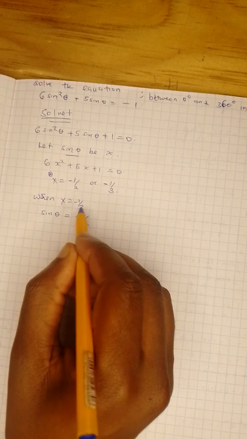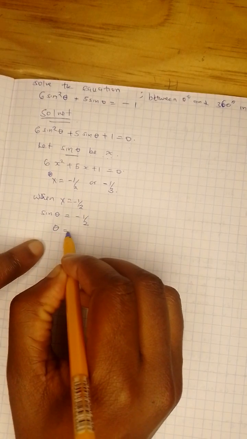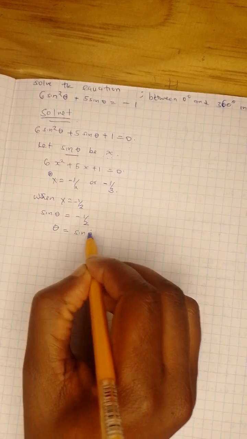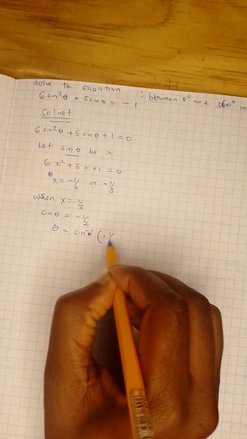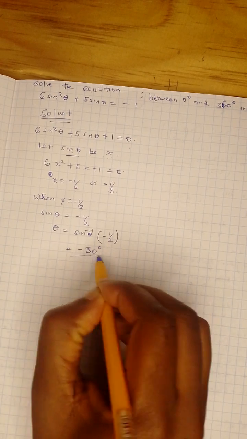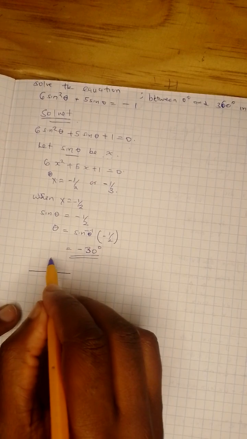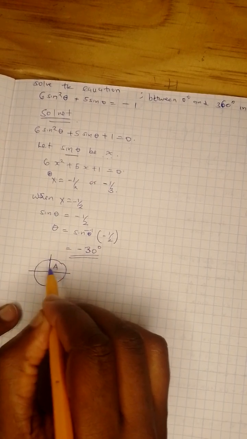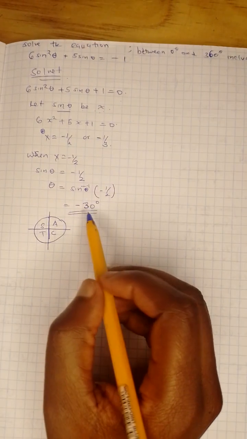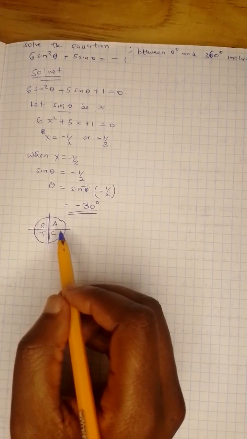To get the angle theta, you take the inverse sine, sine inverse of negative half. From the calculator you get negative 30 degrees. This negative 30, using the circle, we say all students take chemistry. So we are going to identify which quadrant that negative 30 degrees lies on.